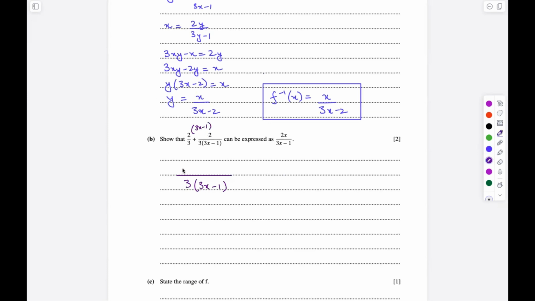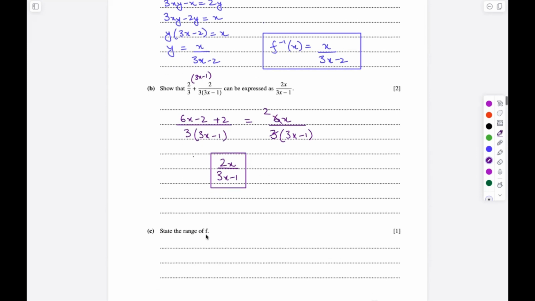So this will become 2 into 3x minus 1, which is 6x minus 2 plus 2. Simplifying this, we'll get 6x minus 2 plus 2 will cancel out. And in the denominator, we have 3 into 3x minus 1. 3 and 6 will cancel. So the final answer, which we had to prove, was 2x upon 3x minus 1.